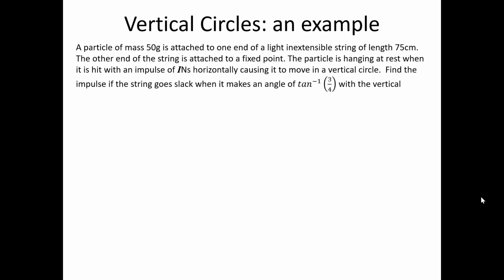We've got a particle of mass 50 grams attached to the end of a piece of string 75 centimeters long. It's hanging vertically and given some unknown impulse I, which has the effect of sending the particle whizzing round on a circular path until it reaches some particular given angle, at which point the string goes slack. We need to work out what that impulse was.